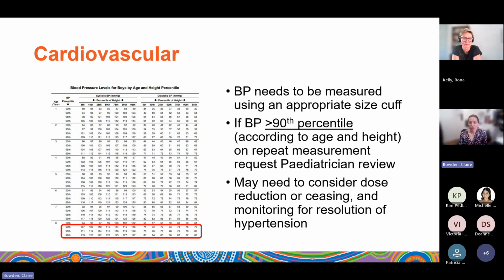Sometimes, as we all know in general practice, doing blood pressure outside the clinic setting can give you a more accurate reading of what their baseline blood pressure actually is. And in some cases, you might need a 24-hour blood pressure monitor. But if there is persistent hypertension, then a dose reduction or ceasing the medication might have to be part of the plan, and monitoring for resolution of that hypertension to prove that it was actually a stimulant side effect. If, however, there is an arrhythmia, then generally you would cease the stimulant immediately and refer back to the approved specialist.